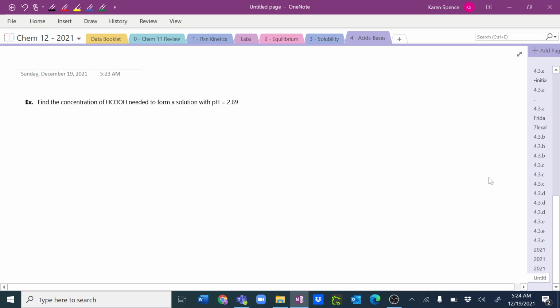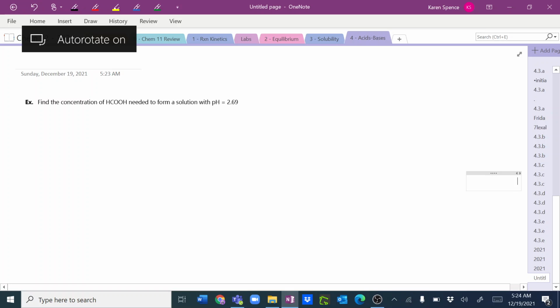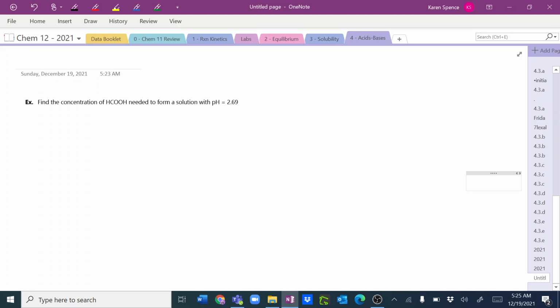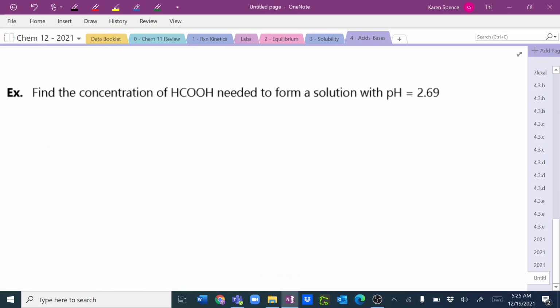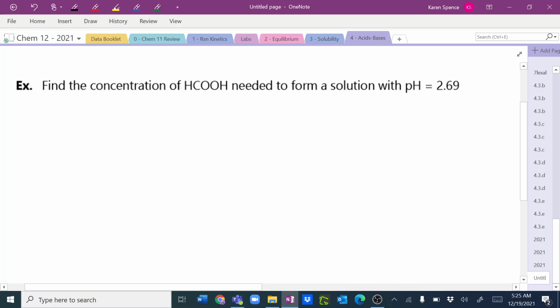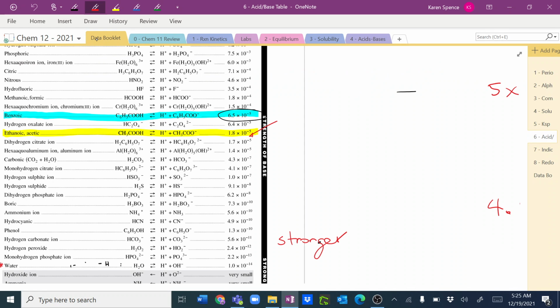This is the example for 4.3D, as in donut. All right. Find the concentration of HCOOH, that is formic acid, needed to form a solution with a pH of 6.29. So, first of all, we need to ask ourselves, is HCOOH strong or weak? Strong or weak? Let's go look.